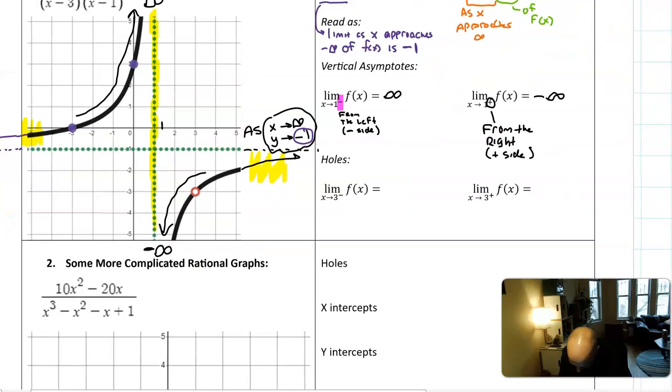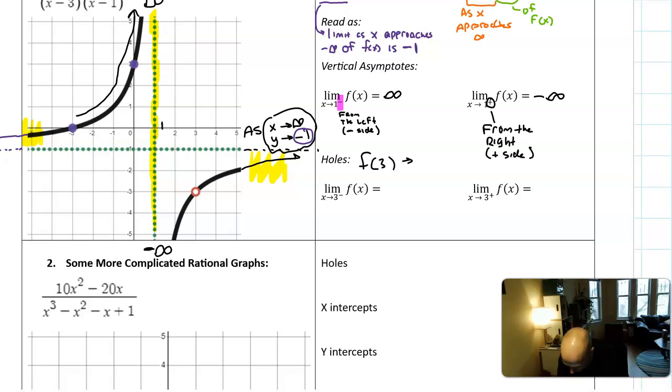Let's try that again with the hole. So again, we use this limit notation for things like holes also because we can't just write f of 3. F of 3 is undefined. But we might want to talk about what's going on at 3. And so to do that, we use limits.